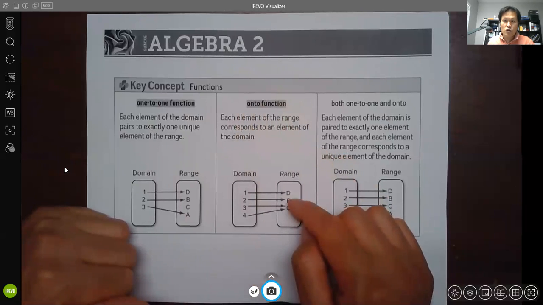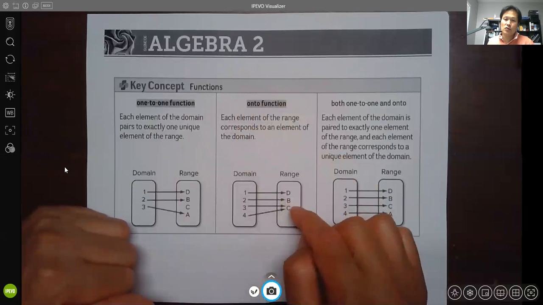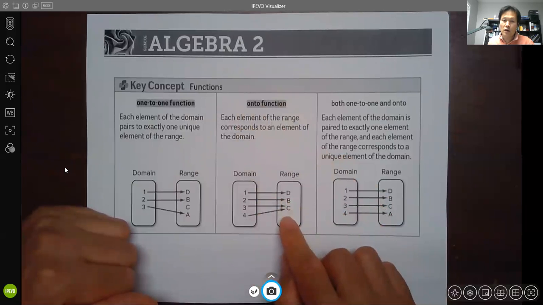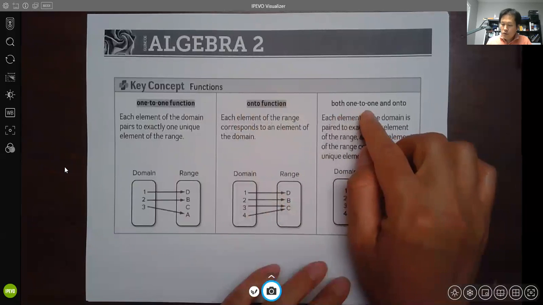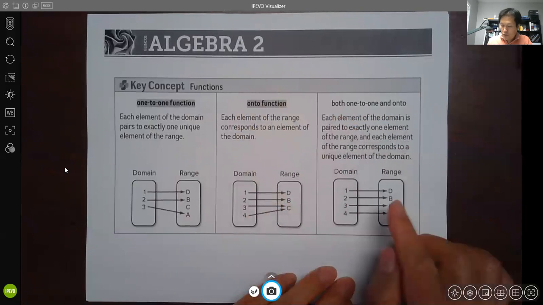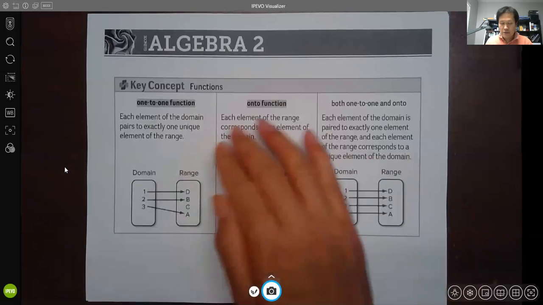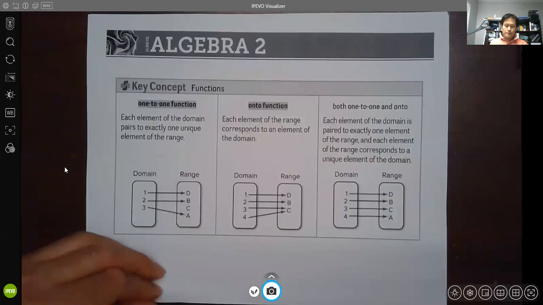Onto function. Everything in the range is connected to the domain. So there shouldn't be any extra element in the range hanging out, not connected to the domain. Then it's not an onto function. If it is both one-to-one and onto, everybody's connected to one, and there's no extra element hanging out in the range, then it's satisfying both conditions.